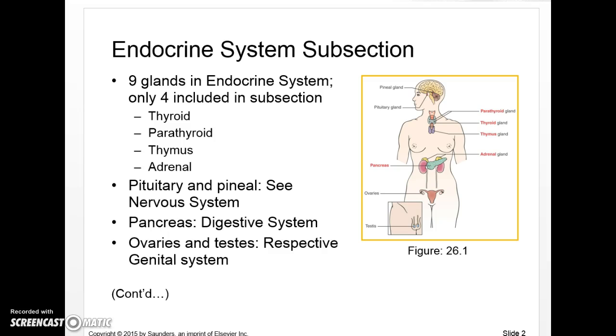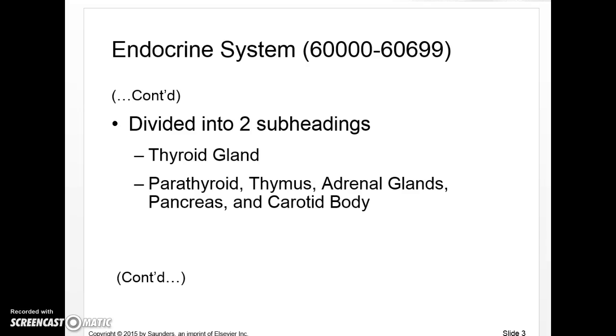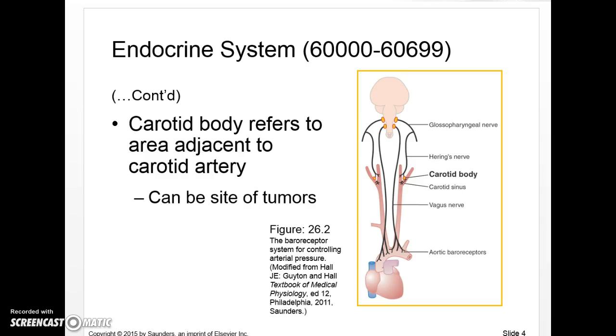The pituitary and pineal are located in the nervous system, the pancreas in the digestive system, and the ovaries and testes in the respective genital systems. The endocrine system is divided into 2 subheadings: the thyroid gland, and then the parathyroid, thymus, adrenal, pancreas, and carotid body. The carotid body refers to the area adjacent to the carotid artery. This can be a site for tumors, so this is an area that we could concentrate on if coding for tumors in this area.